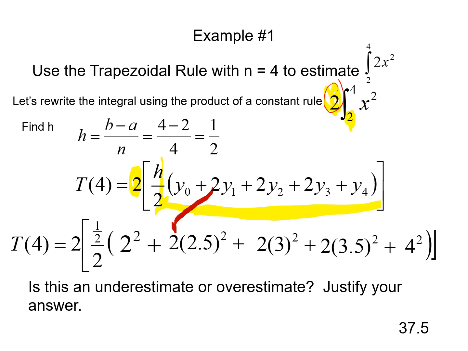Is it an underestimate or an overestimate? Well, if we were to graph 2x squared, what does that look like? So 2x squared looks like that. So it's concave up. And what did we say if it were concave up?